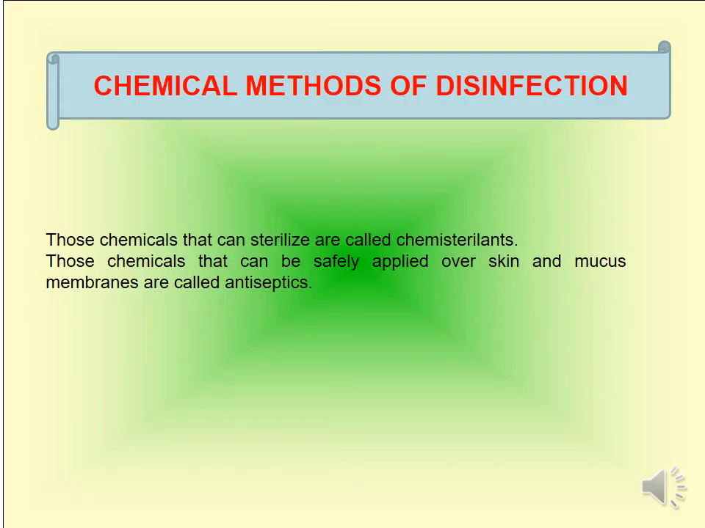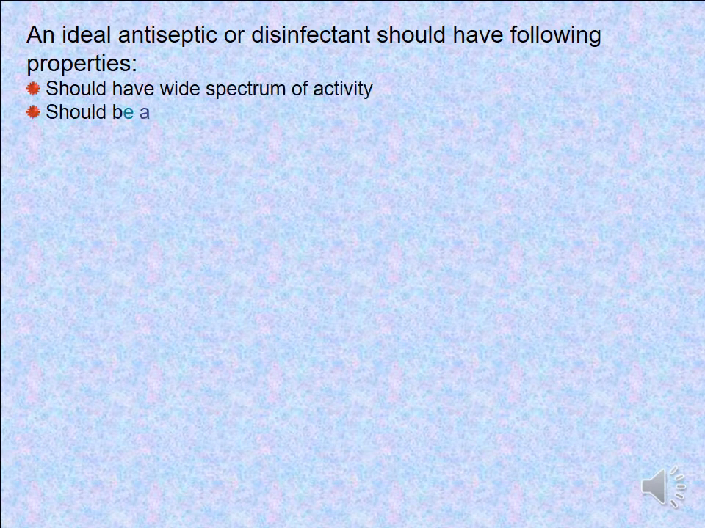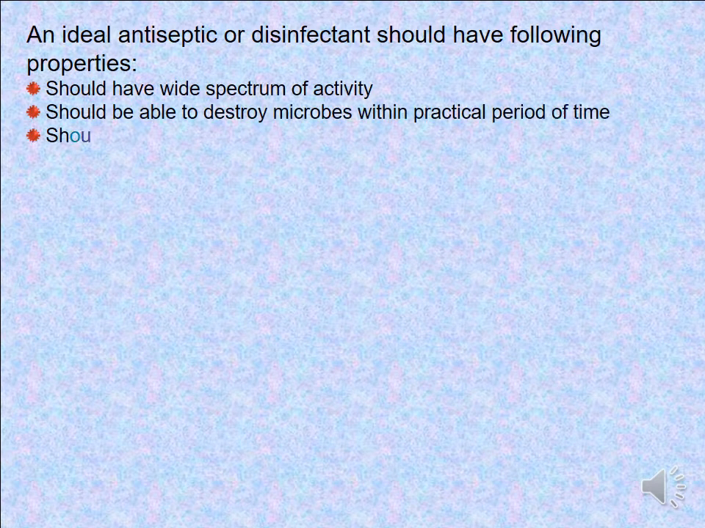The chemical method of disinfection. These chemicals that can sterilize are called chemical sterilant. These chemicals that can be safely applied over the skin and mucous membrane are called antiseptics. An ideal antiseptic or disinfectant should have following properties.